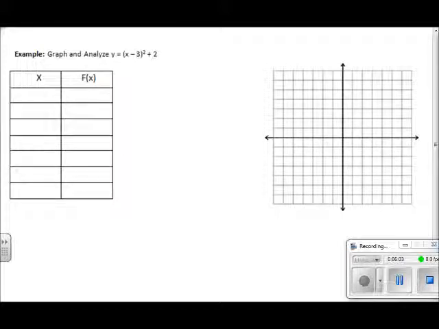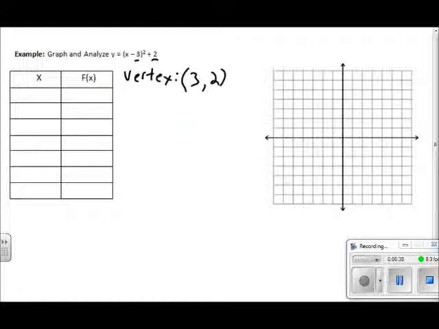Now let's say we wanted to graph and analyze a function given specifically in vertex form. So this time it is y equals the quantity x minus 3 squared plus 2. One of the first things we want to look for is the vertex. When it's given to us in vertex form, we have minus h and plus k, and our vertex is (h, k), so 3 is the x-coordinate and 2 is our y-coordinate. So that's where our vertex is going to be.